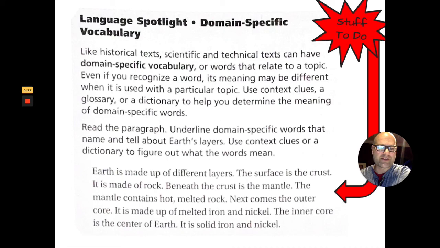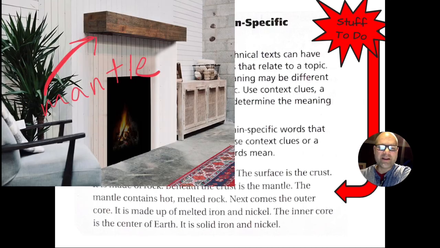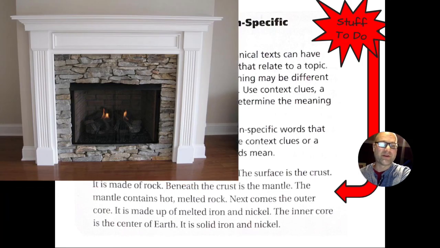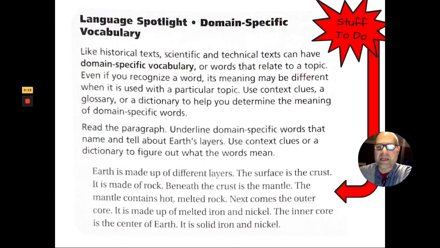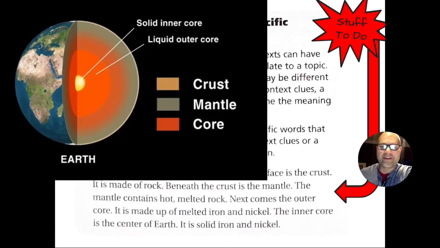Beneath the crust is the mantle. You may not be familiar with this, but mantle, there's actually a couple of meanings of the word, but the most common one is what you'd see over a fireplace mantle. The mantle contains hot, melted rock. Next comes the outer core. The core I think of is the core of an apple, right? It is made up of melted iron and nickel.